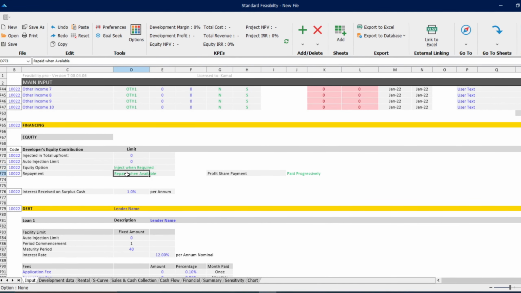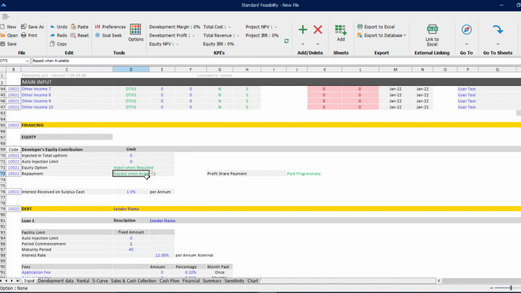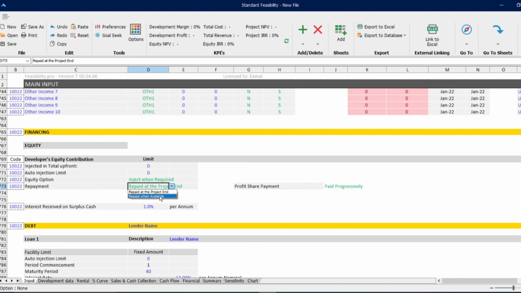Coming down to repayment option, we can select to repay when there is any excess amount available in any period, or we may choose to repay at the end of the project. Similarly, we have an option to pay for profits earned during periods. Enter here the percent of interest that we will earn on the surplus cash lying in a particular period.